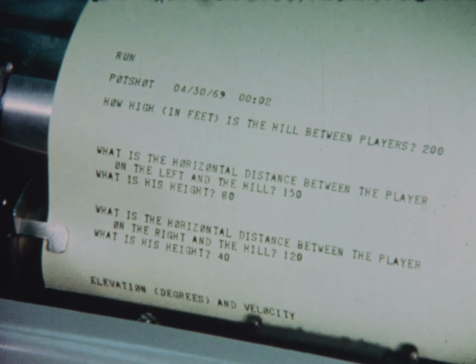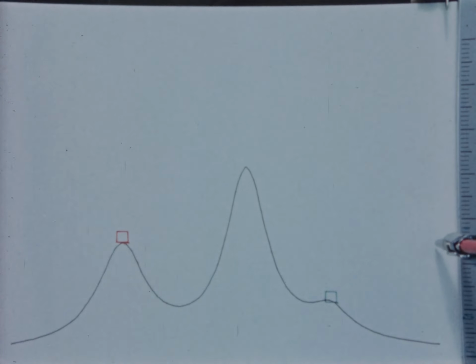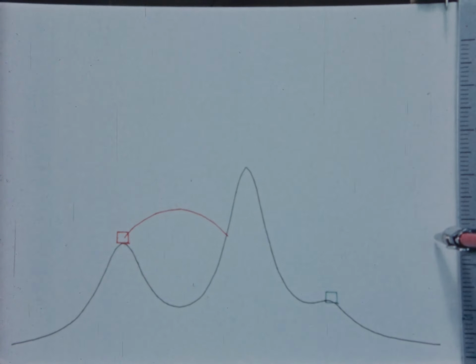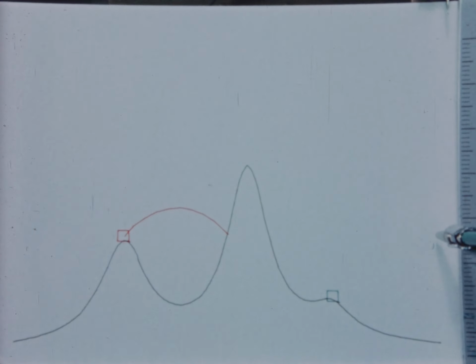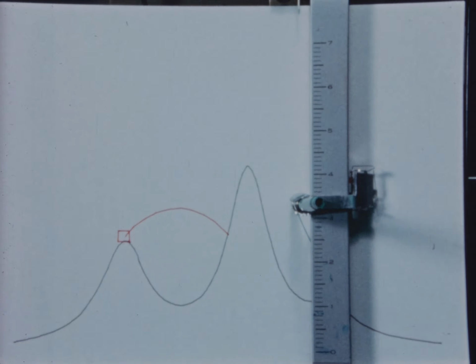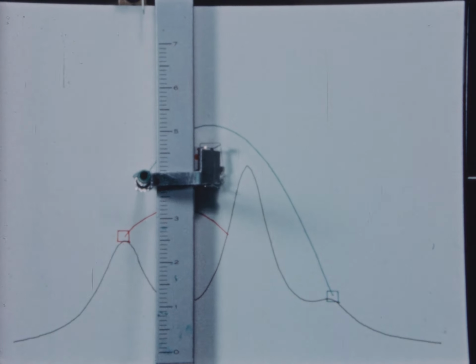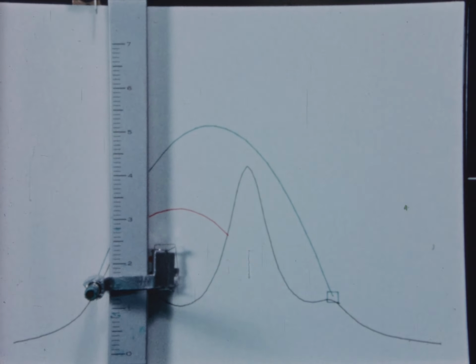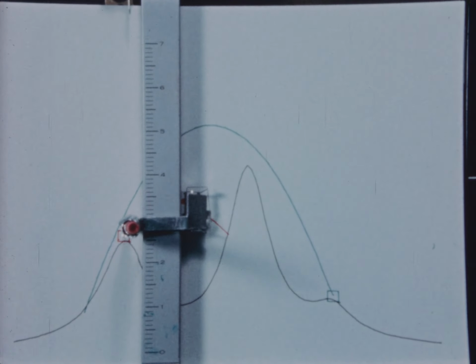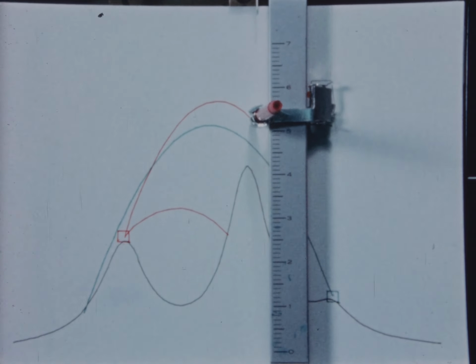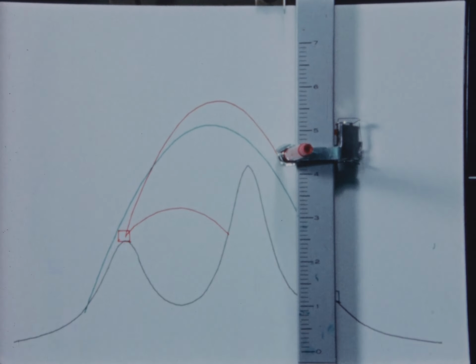Now the player on the left selects an angle and a velocity for his first shot. He hits the hill. The player on the right chooses a higher elevation and more velocity, and his shot just misses the hill and just misses his target. Now the player on the left improves his aim and tries once more. He's shooting higher now, with more velocity. And he's on target.